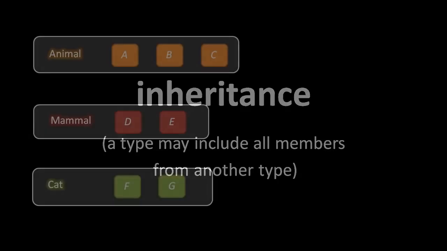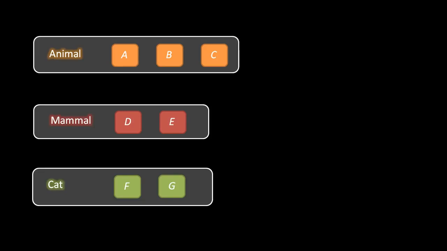The second important principle of object-oriented programming is called inheritance. The idea of inheritance is simply that some data types, some classes, may overlap, such that one data type has all the same stuff found in another. When a programming language has a mechanism for inheritance, this allows us to formalize these relationships. So for example, say we have 3 classes, one called animal with the members A, B, and C, one called mammal with the members D and E, and another cat with the members F and G.